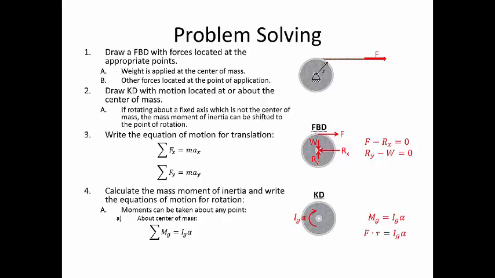We can write the moment as a force times the distance. From our free body diagram, we have a force, F, that's perpendicular to our point of rotation with a distance of r. So our force, F, times the perpendicular distance r is equal to Ig alpha. If it were rotating about another offset point, then we could sum the moments about that point and set it equal to our offset mass moment of inertia times the angular acceleration. But in this case, we don't have that.